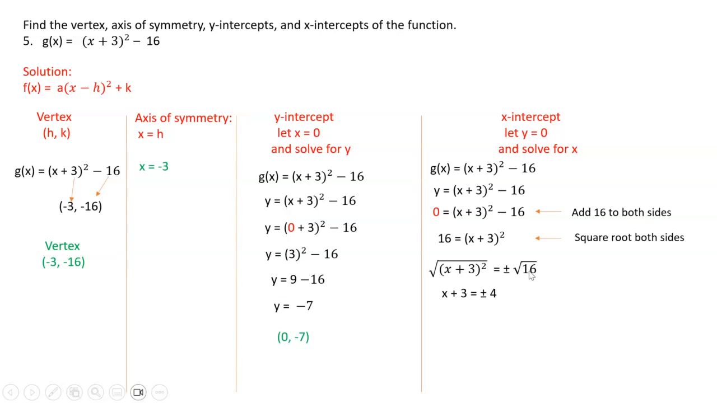Now here, guys, the square root eliminates the square to give us x plus 3, and the square root of 16 is equal to 4, but it has to be plus or minus 4. Now I subtract 3 from both sides. So we get x equals negative 3 plus or minus 4, which means we're going to get two answers: negative 3 plus 4 and negative 3 minus 4. We get 1 and negative 7. So these are my x-intercepts: (negative 7, 0) and (1, 0).